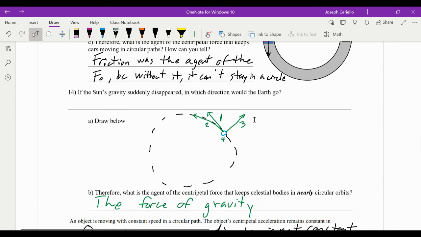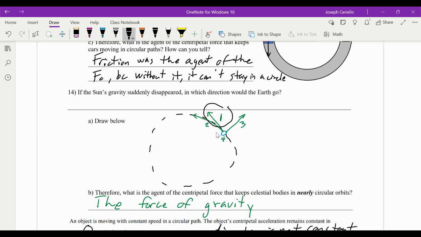So this question here is if the sun's gravity suddenly disappeared, in which direction would the Earth go? So here's the Earth going around the sun. We have choices 1, straight line tangent, 2, stays in the curved path, 3, straight line outward, and 4, maybe it just stops moving. It would go in choice number 1 here. It would go in a straight line tangent to the circle, kind of sticking with the theme.